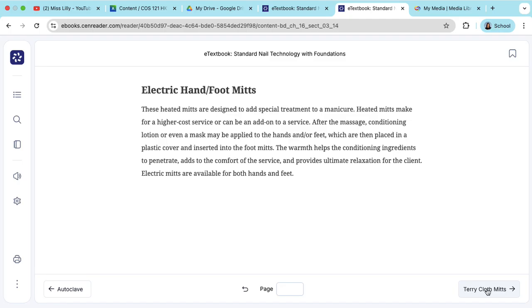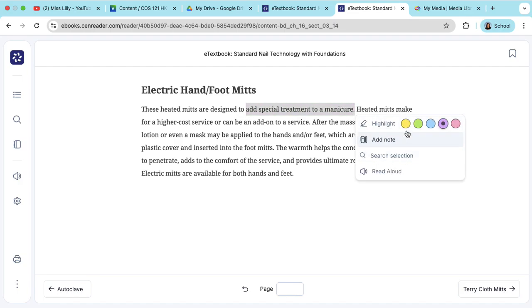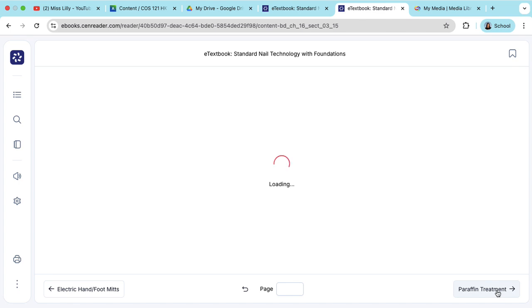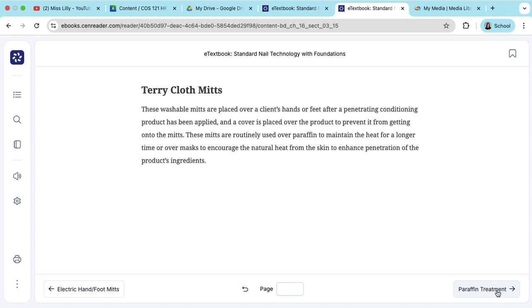Electric hand and foot mitts. These are designed to add special treatment to the manicure. Terry cloth mitts do the same as the prior ones and are routinely used over the paraffin to maintain the heat for a longer time.